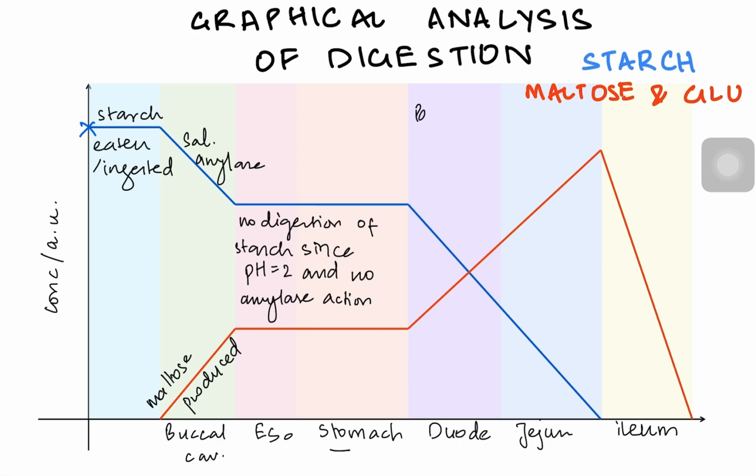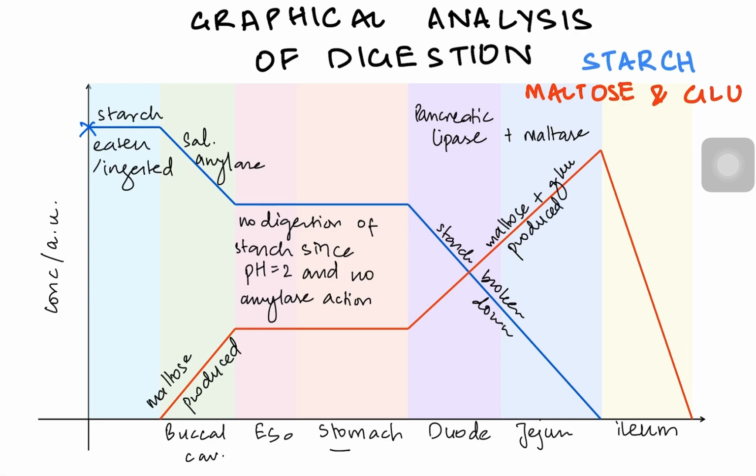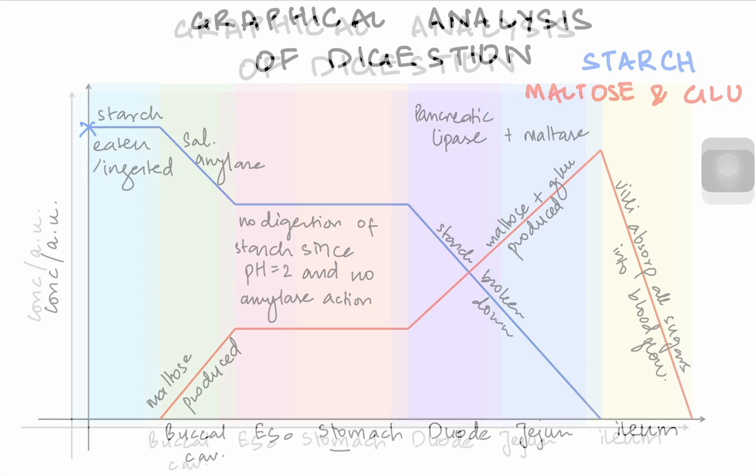But as soon as it entered the duodenum, you remember there was an enzyme known as the pancreatic lipase and pancreatic amylase. These enzymes helped in digesting starch further, so starch concentration broke down and it decreased. At the same time, you can see that maltose is increasing because starch makes maltose, right? So maltose and glucose increased. And then finally, the concentration was maximum for maltose and glucose. But in ileum, all the villi absorbed this maltose and glucose, so their concentration decreased again. It is because in ileum, the villi are present which absorb all the sugars into the blood flow.